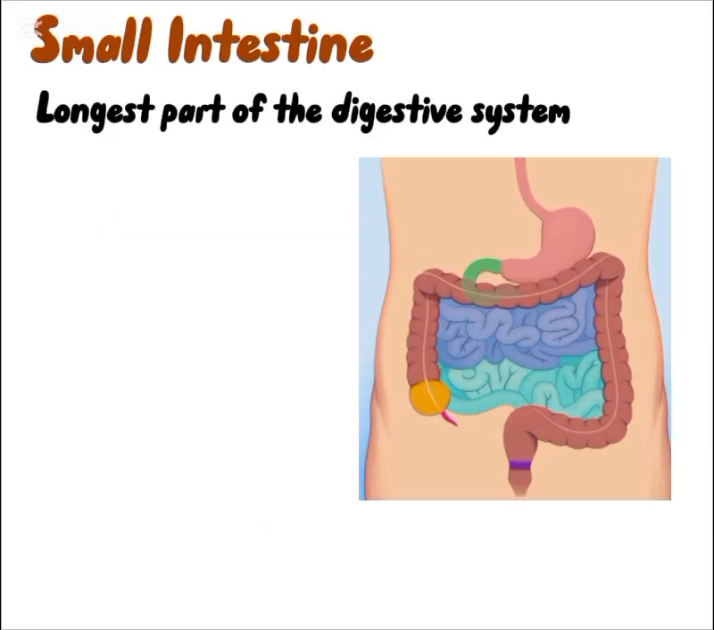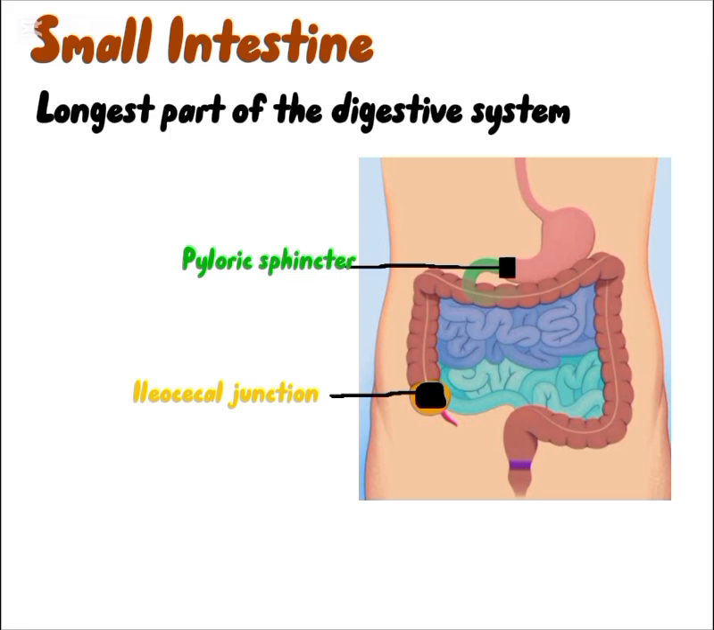Small intestine is the longest part of the digestive system, extending from the pyloric sphincter of the stomach to the ileocecal junction of the large intestine. Its main function is the digestion and absorption of nutrients.